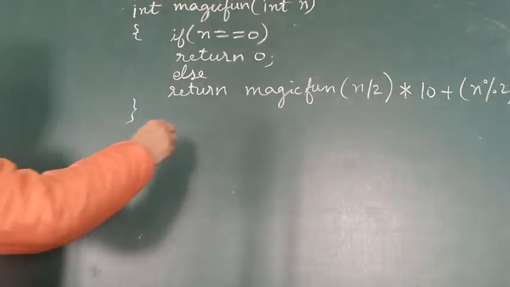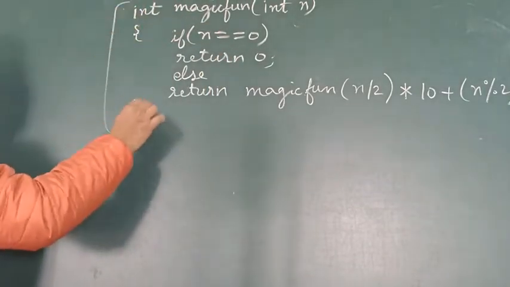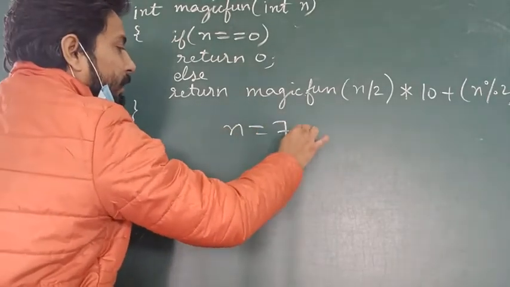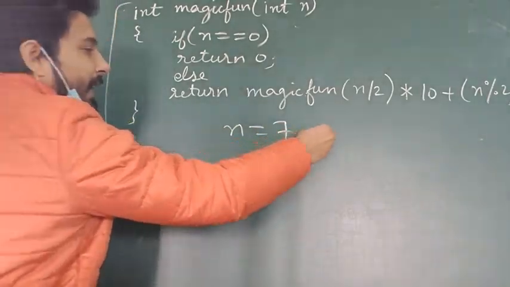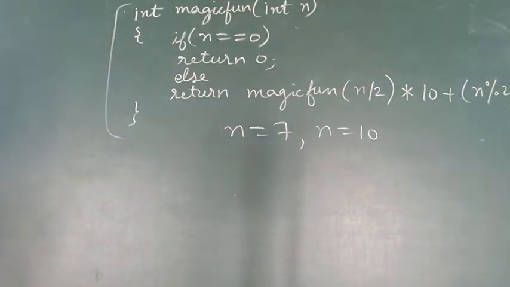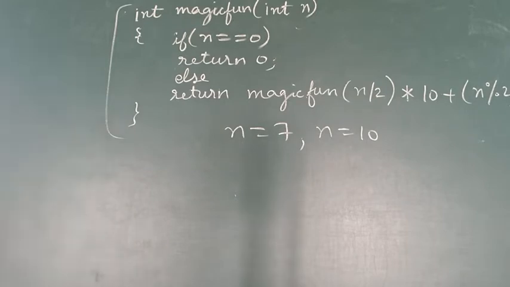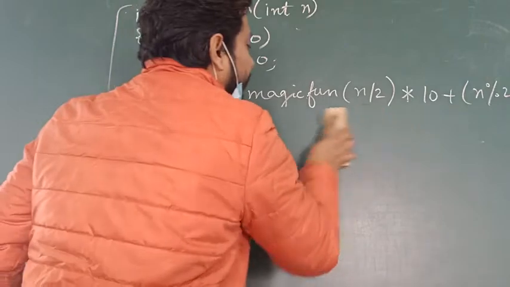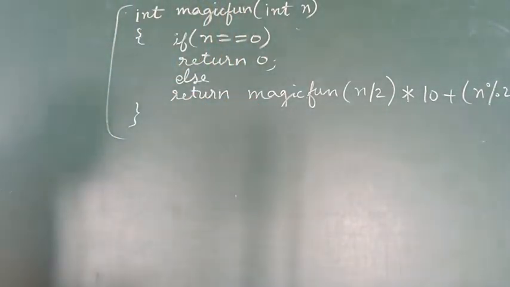Now we are going to start. We will solve this question, with the n value 7 and n equals 10. For these two values we have to solve this question. Okay, so let's first take the value of n equals 7.